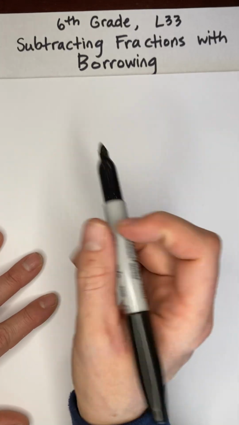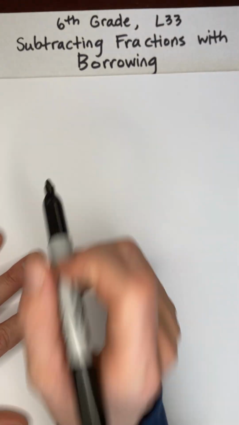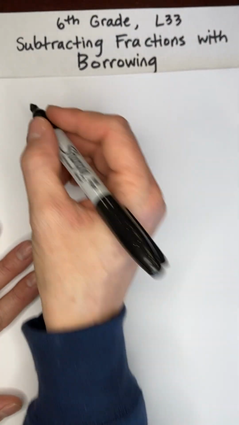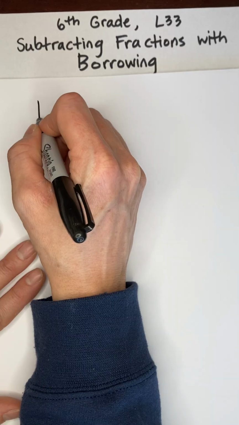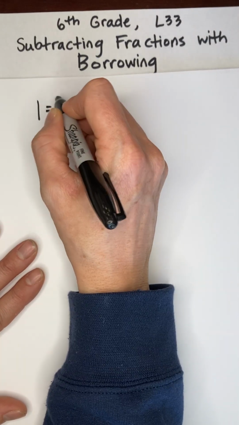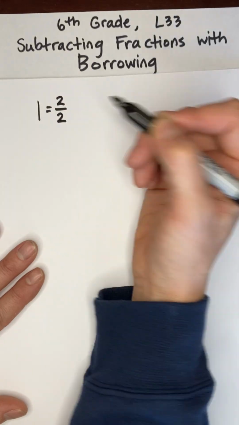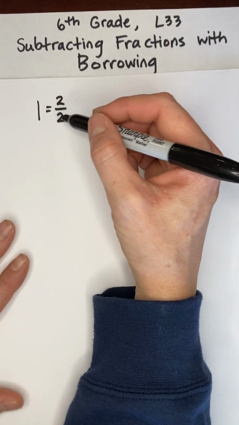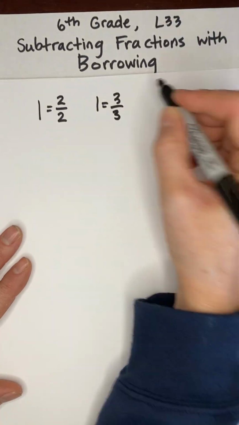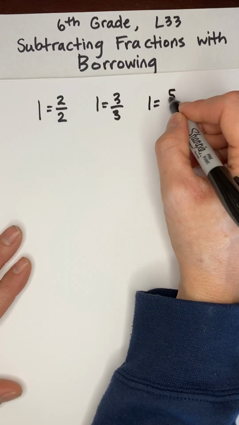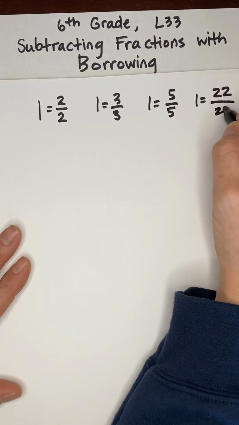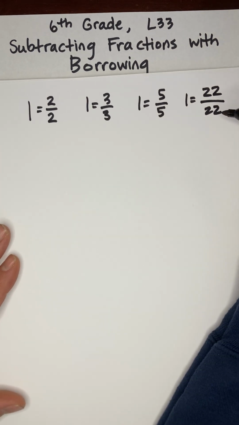Okay, in this lesson, we're going to look at subtracting fractions when we have to borrow. Before we do that, though, there's something that we need to understand, and that is we can take a whole number like 1 and we can turn it into an improper fraction where the top and the bottom number are the same. So 1 equals 2 over 2, right? Because 2 divided by 2 is just 1. Or 1 could be 3 over 3. Or 1 could be 5 over 5. Or 1 could be 22 over 22, right? These numbers can be anything we want them to.